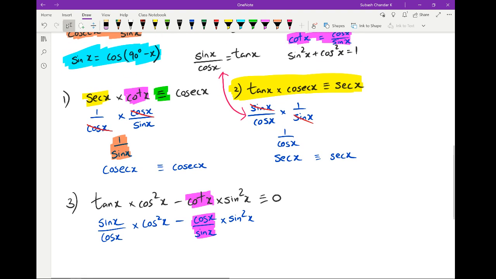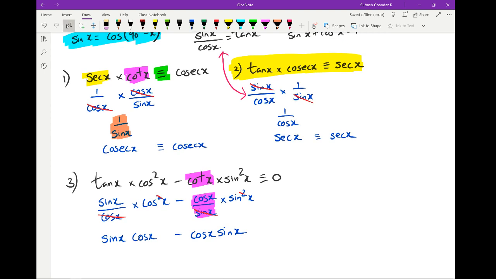So here I can cancel out one of the cos x from the numerator, and the same with the sine x. I could actually cancel out one of the sine x, and so what I have is sine x cos x minus cos x sine x. And because this is basically saying the same thing as sine x cos x minus sine x cos x, which is equal to 0, therefore it's equal to 0 as well.